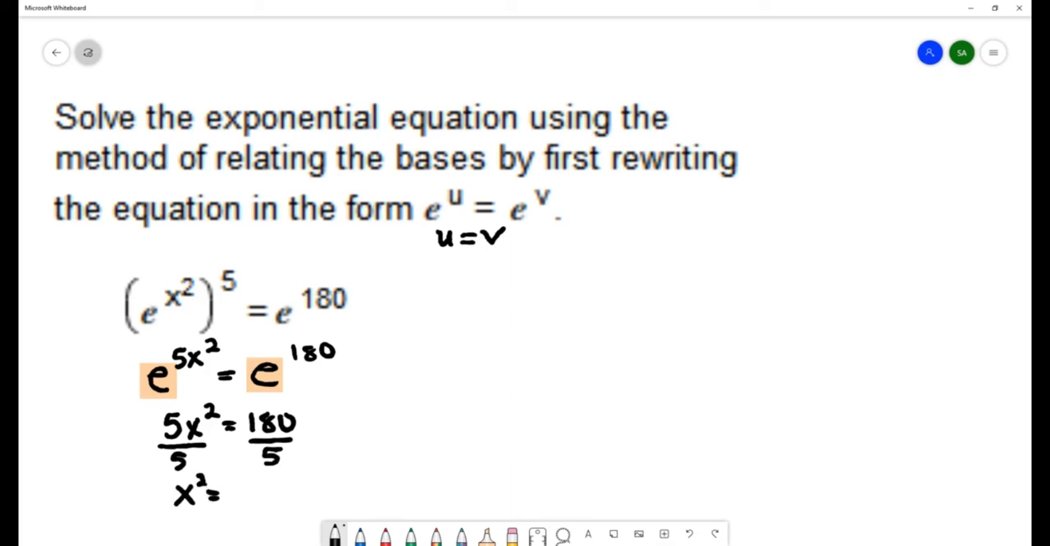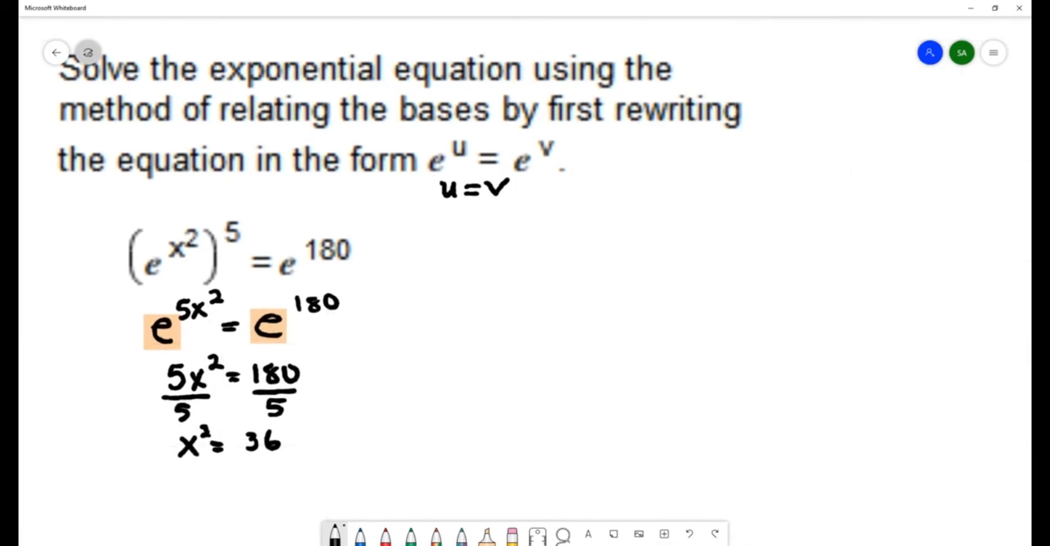And x squared equals, let's see, 5 goes into 18 3 times, 3 left over, 5 goes into 36 7 times. So 180 divided by 5 is 36. I can then square root both sides, and that gives x equals plus and minus 6. So we got two solutions to this exponential equation, positive and negative 6.